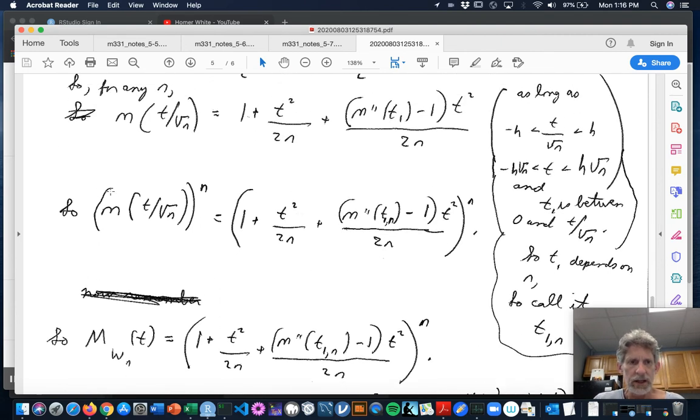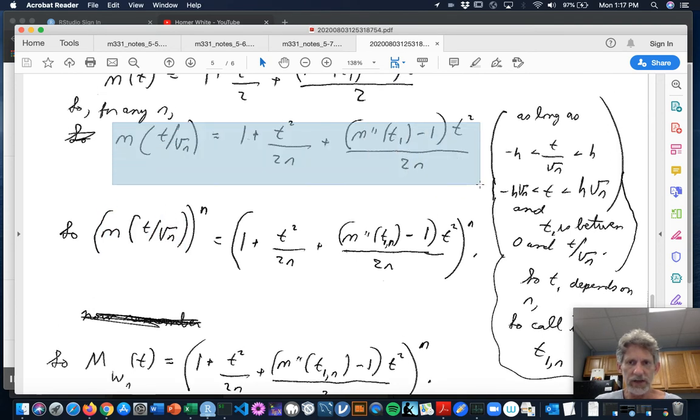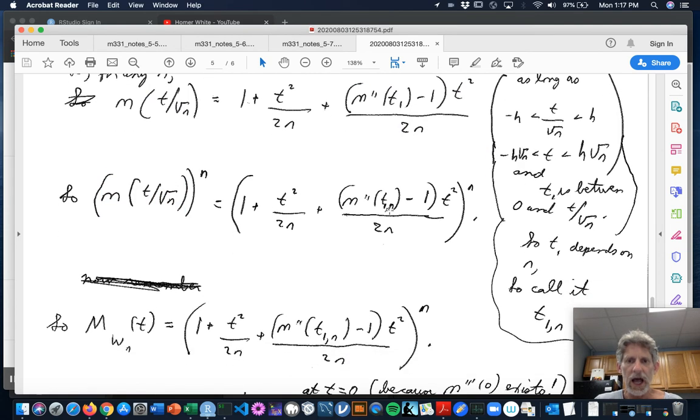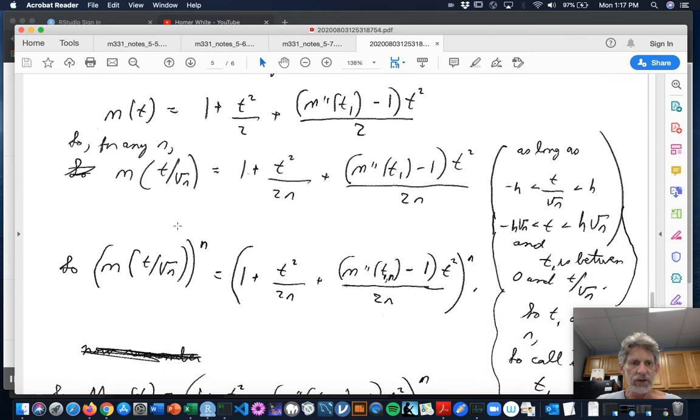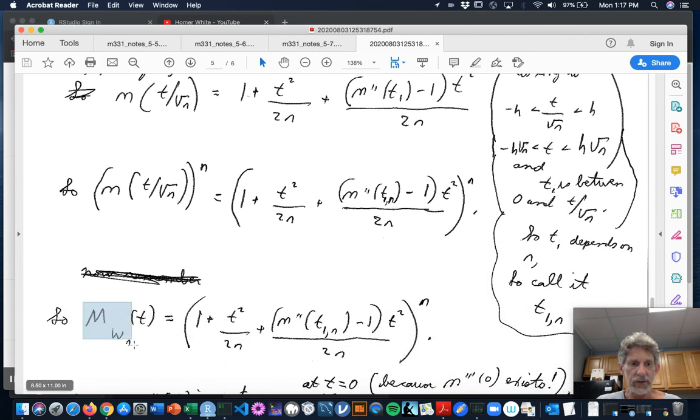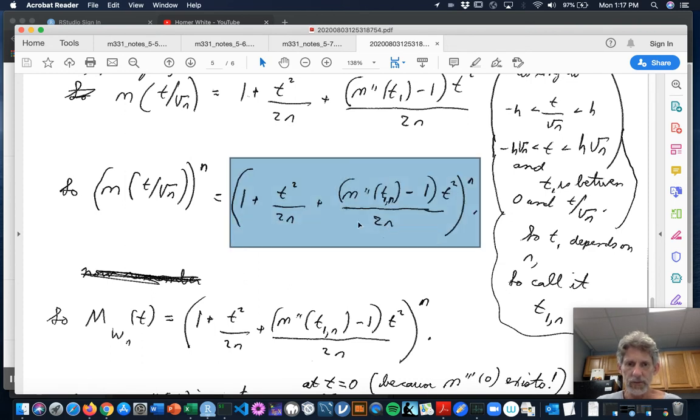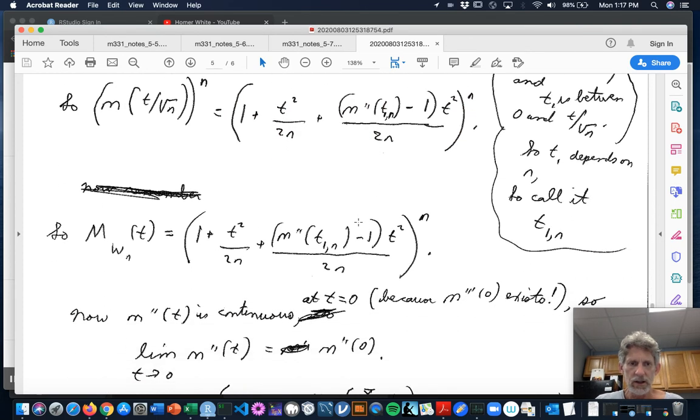So in this expression here, where I'm just taking my previous equation and raising both sides to the n, I'm also sticking in t1n for the t1. Okay, so the moment generating function to the nth, which is what the moment generating function for Wn was, is this expression here. Great.